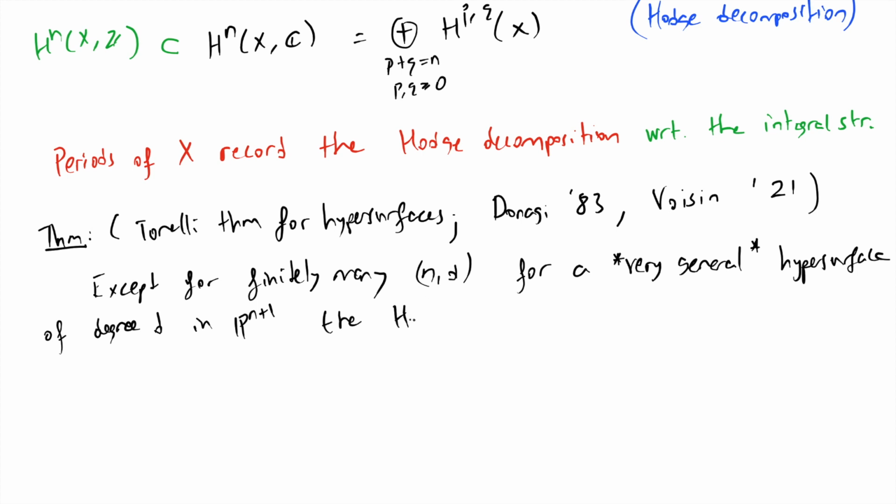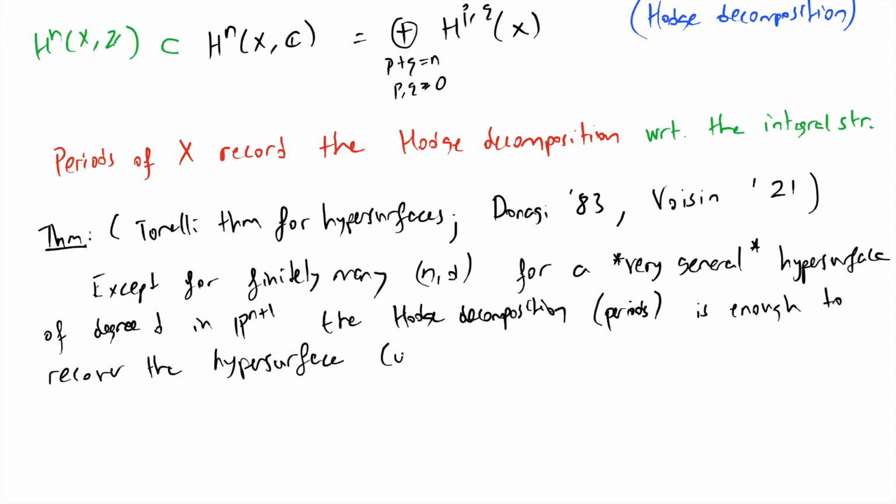The Hodge decomposition, or more formally this Hodge structure, or for us it will be periods, together with the integral structure with its intersection product I won't mention here. So this Hodge decomposition is enough to recover the hypersurface. Of course, up to isomorphisms. So you cannot recover the equation, that's too much and it's a little bit silly, but you can recover the hypersurface as an abstract object.